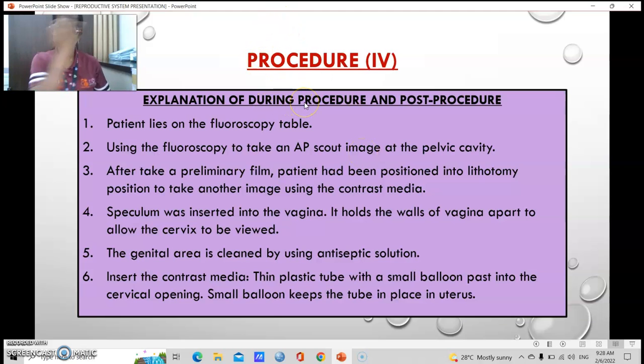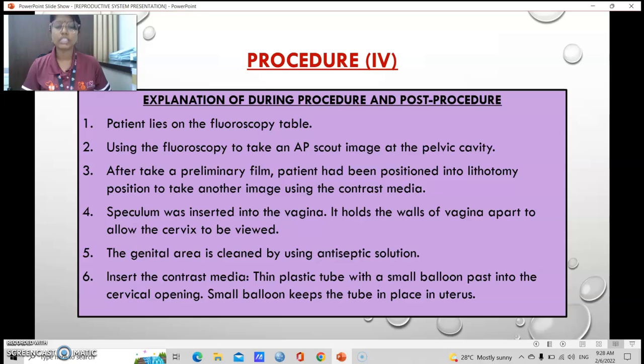Explanation of during procedure and post procedure. The patient lies on the fluoroscopy table, using fluoroscopy to take an AP scout image of the pelvic cavity. After taking a preliminary film, the patient is positioned into lithotomy position to take another image using the contrast media. A speculum is inserted into the vagina. It holds the walls of the vagina apart to allow the cervix to be viewed. The genital area is cleaned using antiseptic solution.